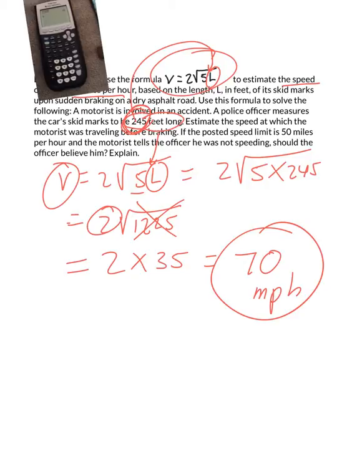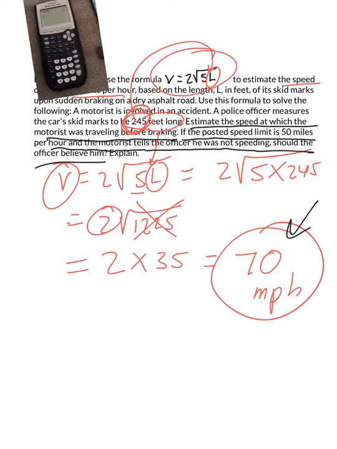So the first part of the question said to estimate the speed at which the motorist was traveling before braking. We did that. That was the 70 miles per hour. Now it says if the posted speed limit is 50 miles per hour and the motorist tells the officer he was not speeding, should the officer believe him? Well, no. Clearly he's lying because we've estimated mathematically here that he was going 70 miles per hour, so he was going 20 miles per hour over the speed limit. So definitely the officer should not believe him when you use this formula.